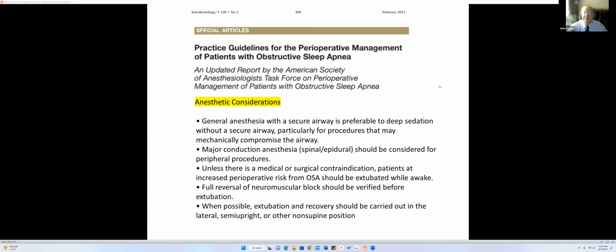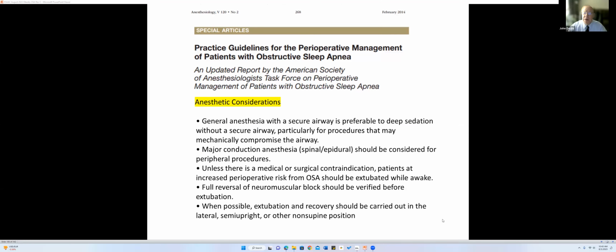Anesthetic considerations are listed here. Many of you are familiar with them already. General anesthesia with a secure airway is preferred to deep sedation. An endotracheal tube can be useful for a secure airway. Major conduction anesthesia should be considered for peripheral procedures. Unless there's a medical or surgical contraindication, patients at increased perioperative risk should be extubated while awake.